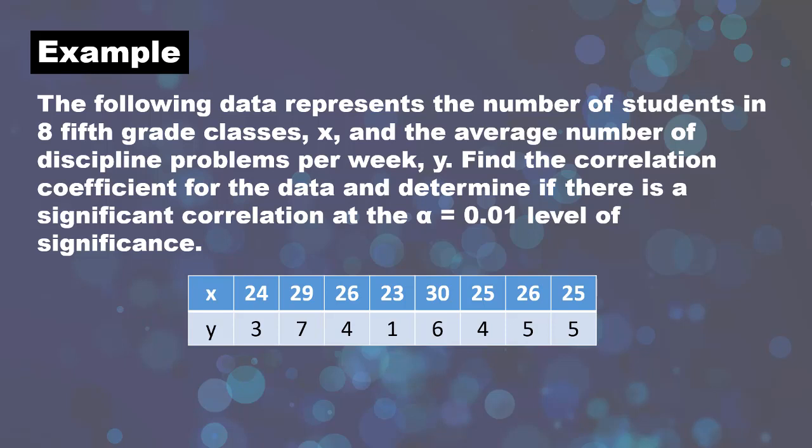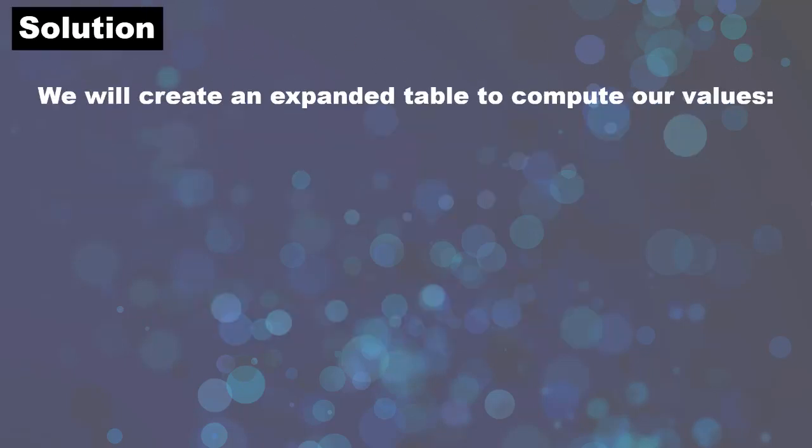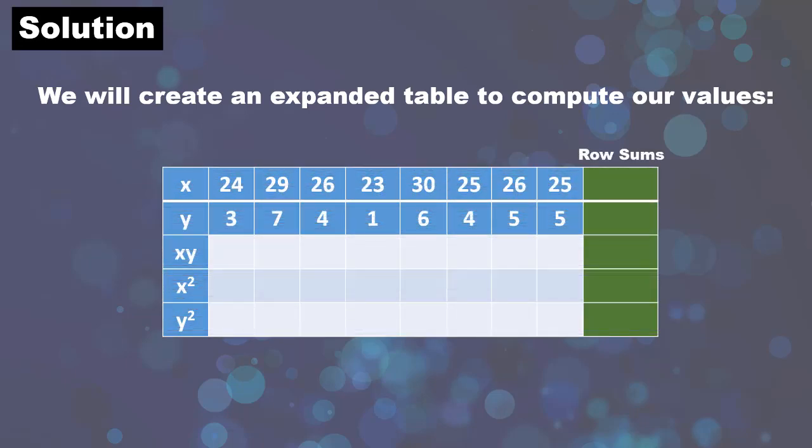So what we want to do is find the correlation coefficient and then determine if that correlation is significant at the 0.01 level of significance. So first things first, we need to find the correlation coefficient, and to do that, we're going to expand our table. So let's look at the solution to this problem. We'll make an expanded table that includes a new row for x times y, a row for x squared, and a row for y squared.